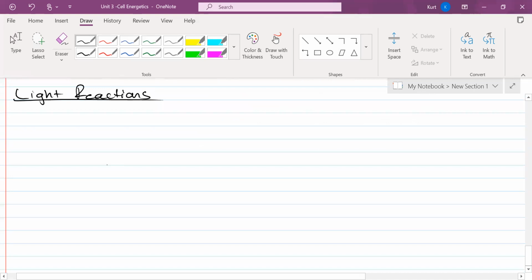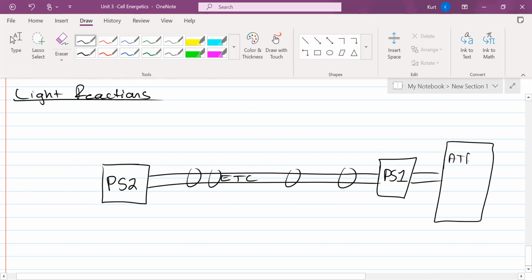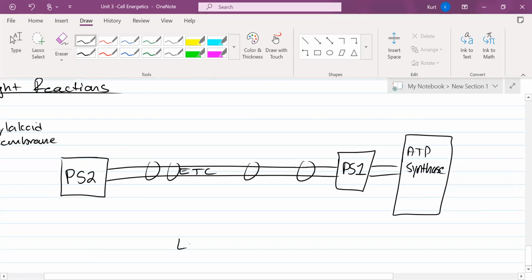Okay, here we go. We have photosystem 2. We have the electron transport chain, which is just like a series of little proteins along the chain. We have photosystem 1. And then we have the ATP synthase. All right, remember that this is the thylakoid membrane. So inside the thylakoid is the lumen, outside the thylakoid is the stroma.